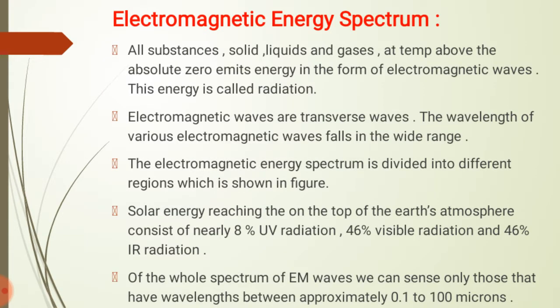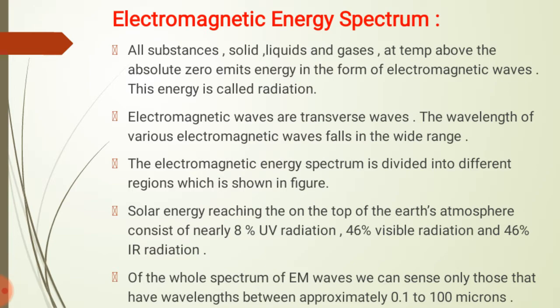Solar energy reaching the top of the earth's atmosphere consists of nearly 8% UV radiation, that means ultraviolet radiation, and nearly 46% visible radiation and 46% IR radiation, that means infrared radiation. We know that the sun emits energy or light in all directions, and that which reaches our earth's atmosphere consists of nearly 8% ultraviolet radiation, which is a very small amount, 46% visible radiation and 46% IR radiation, that means infrared radiation.